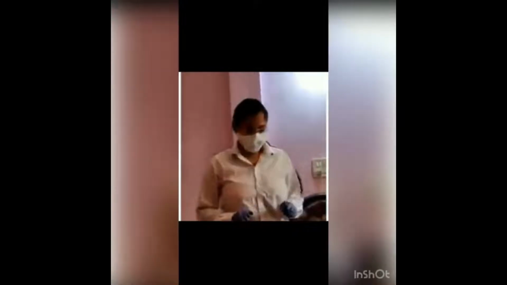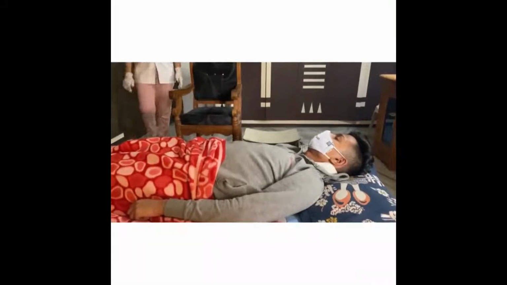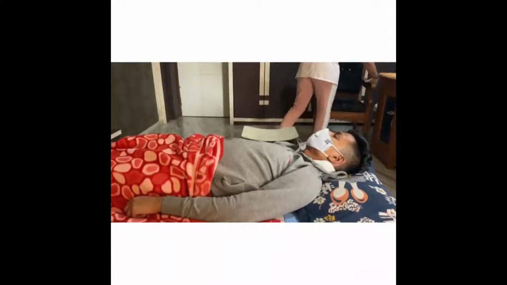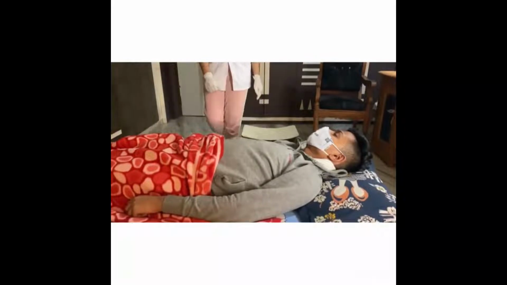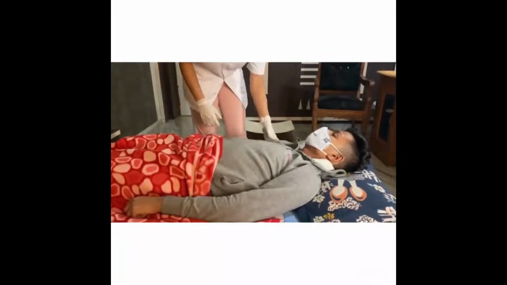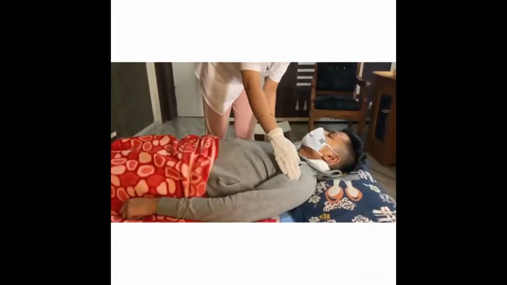Before starting the procedure, wear mask and gloves and check your surrounding. You need to make sure the area is safe. Then call for the emergency services and inform. Check the surrounding. If the place is safe, then check the patient's condition.